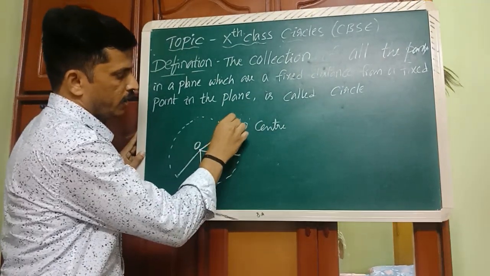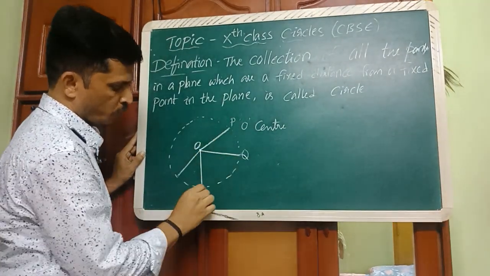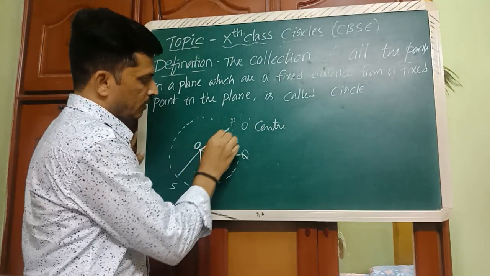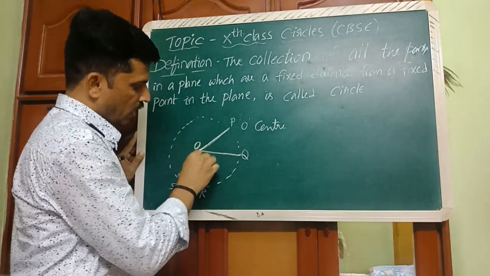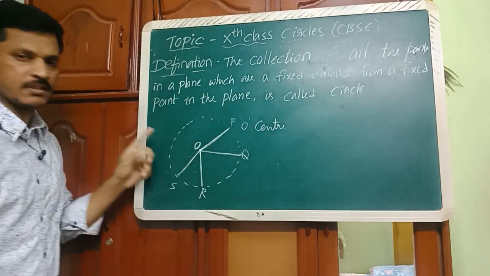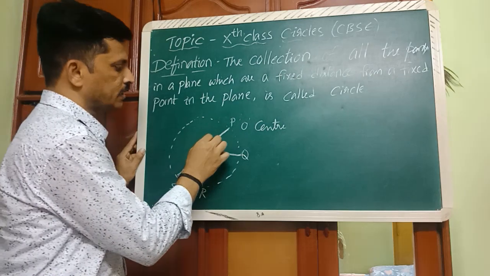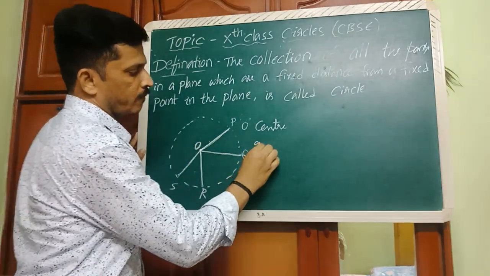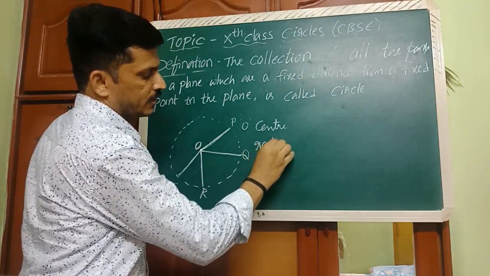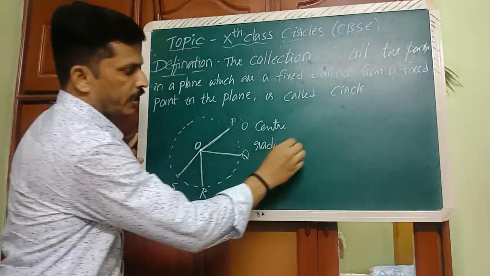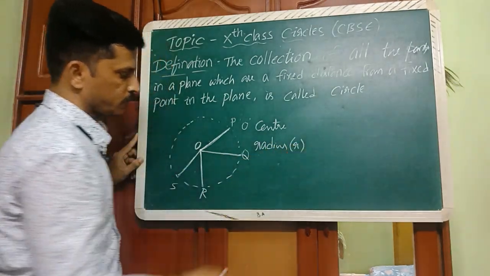I will take the points P, Q, R, S. These are at fixed distances, or equidistant, from the center of the circle. This is called the radius of the circle, denoted by small r.